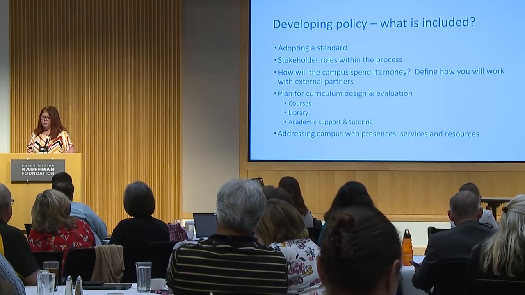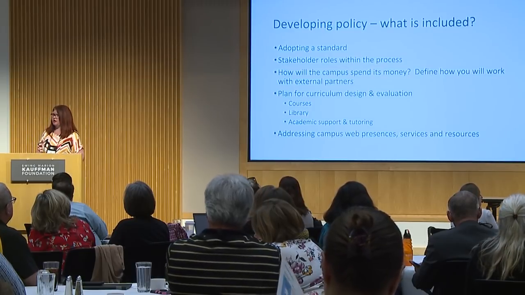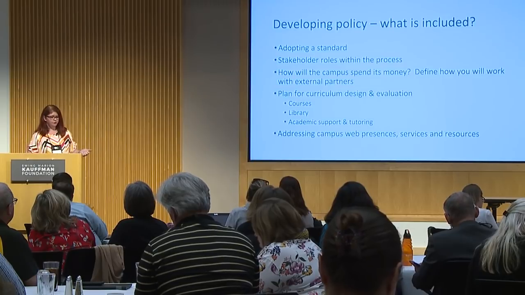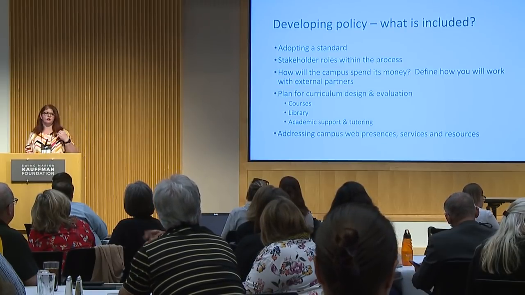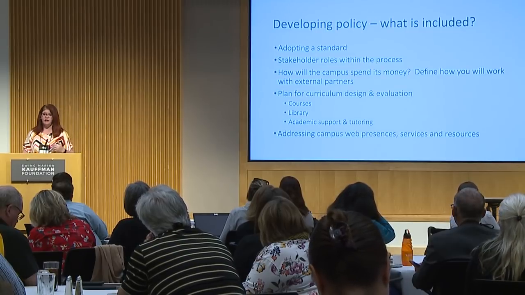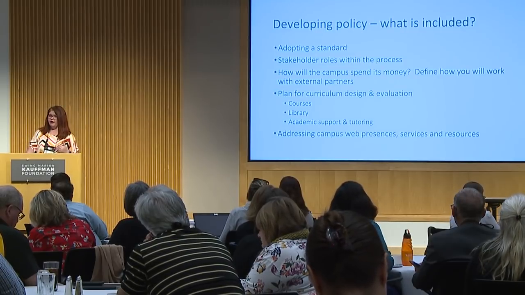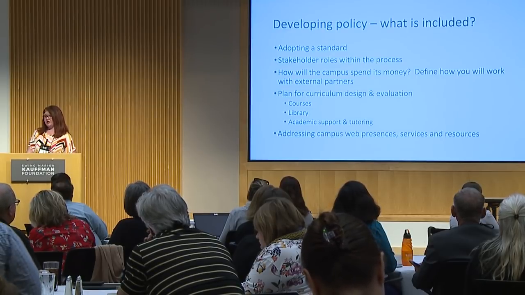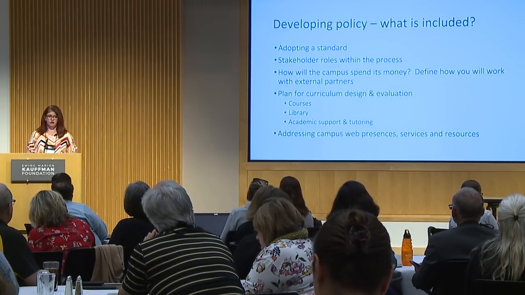You also have to have a plan for curriculum design and evaluation. So how are you going to look at what your courses look like, and are they actually meeting your standard? What about the library? The library is huge. There's so much that's done online right now with the library that you have to have a plan in place for how you're going to deal with inaccessible content. Because I got to tell you, JSTOR has articles from 1932.